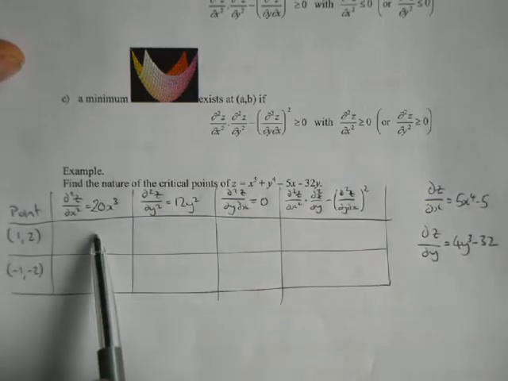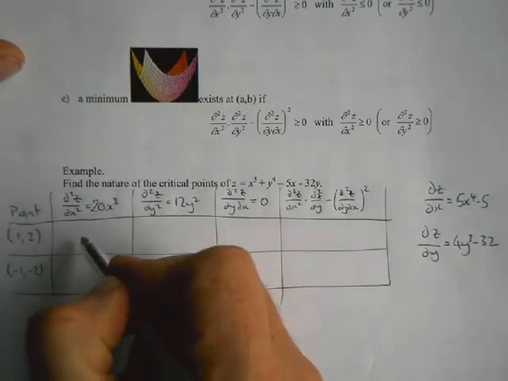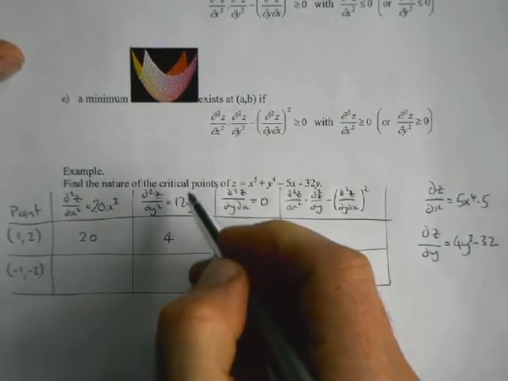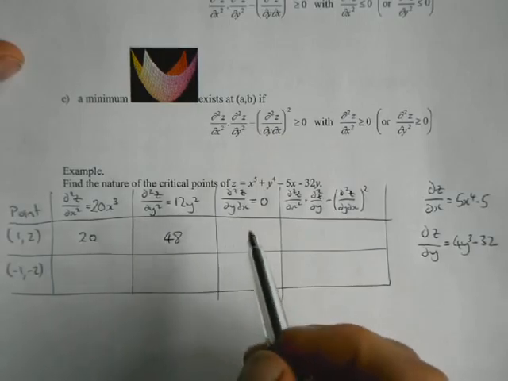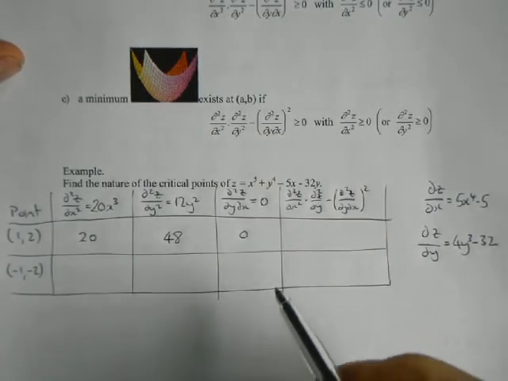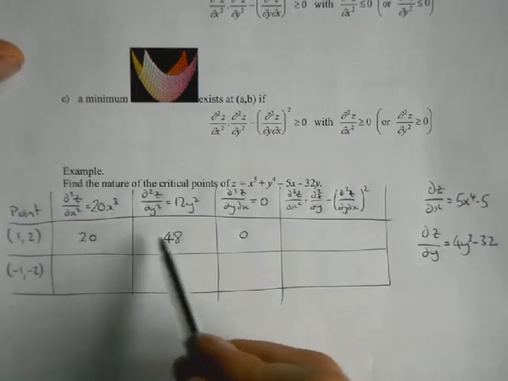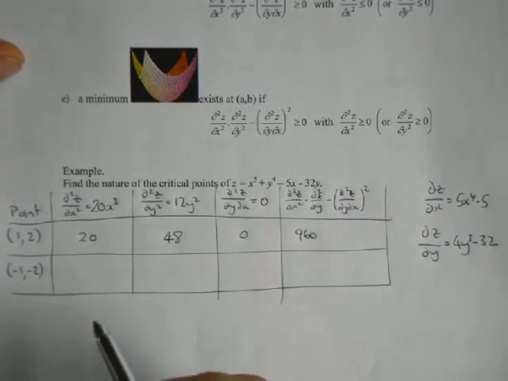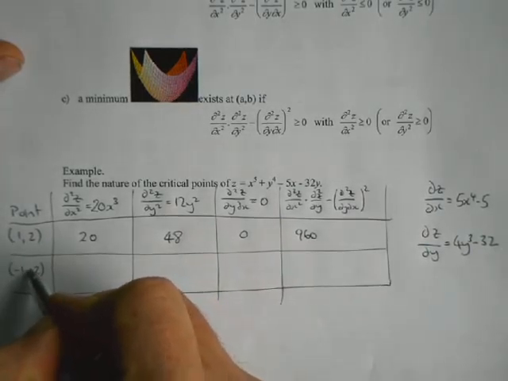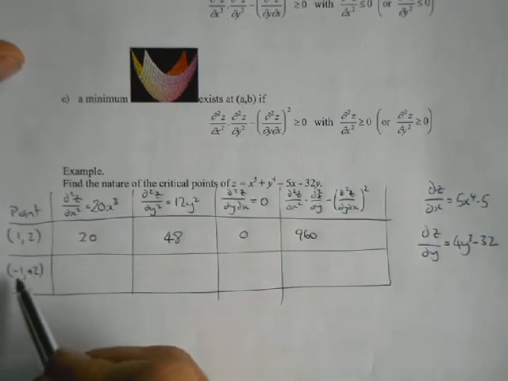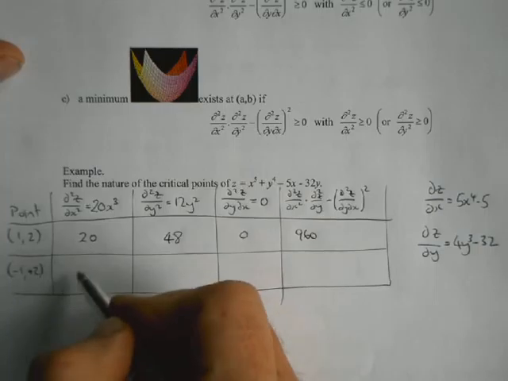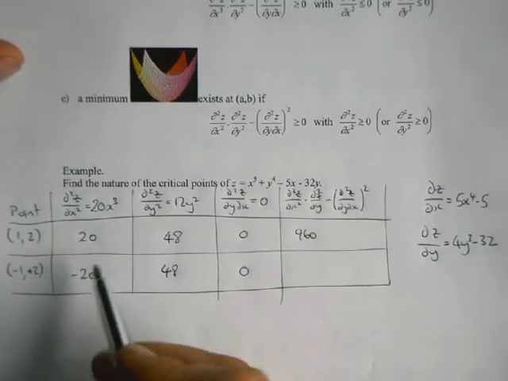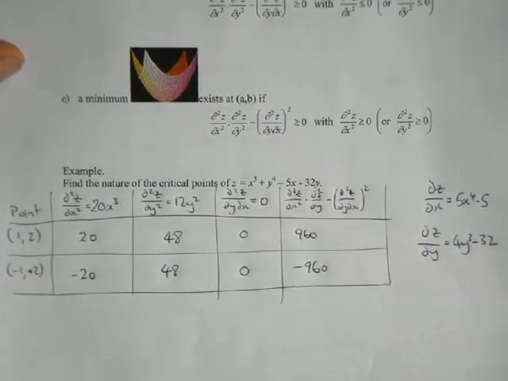So for each of these points, I've got to now fill out the boxes. So x is 1, so that'll be 20. y is 2, 2 squared is 4, times 12 is 48. 0 is pretty conveniently 0, and then we're going to just be multiplying these two and subtracting that one squared, so that's going to be 960 minus 0, still 960. And here, if I copy that point across correctly, it was negative 1, positive 2, so negative 1 cubed is negative 1 times 20 is negative 20. That's the same as that one. That's still 0. Multiply these together is negative 960 this time.